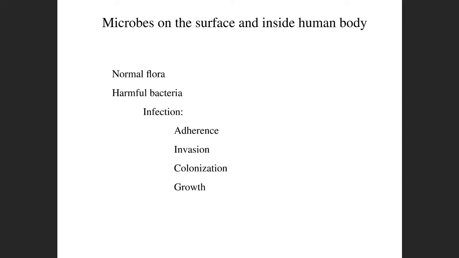As you can imagine, for harmful bacteria to infect you or us, the infection would go through steps, right? They will go through at least 4 different steps: attach, or adherence; invade, meaning break over the barrier; and they colonize, meaning they grow, and when they grow to a larger extent, they will produce toxin.